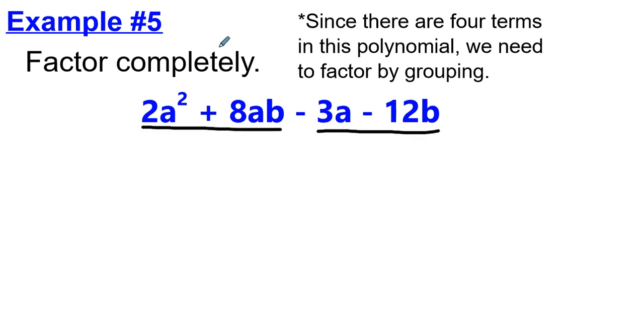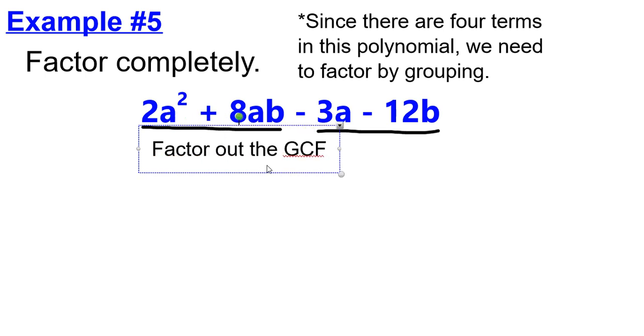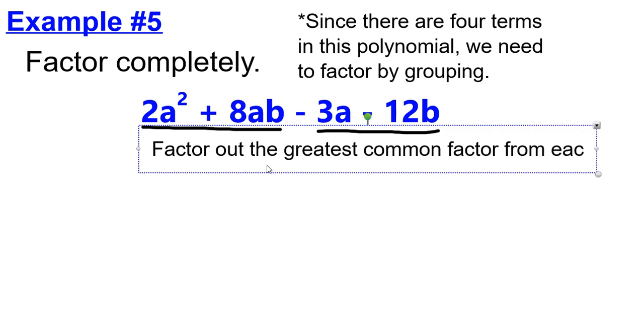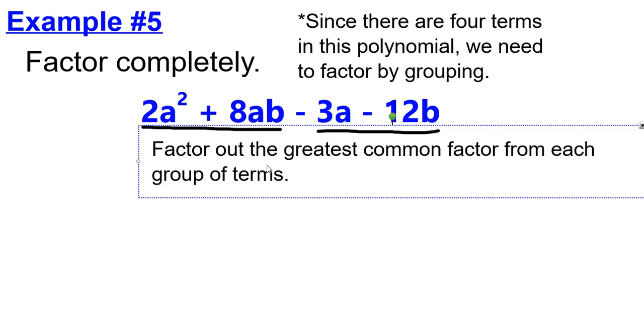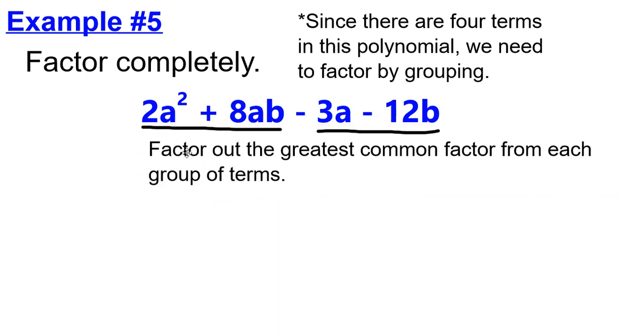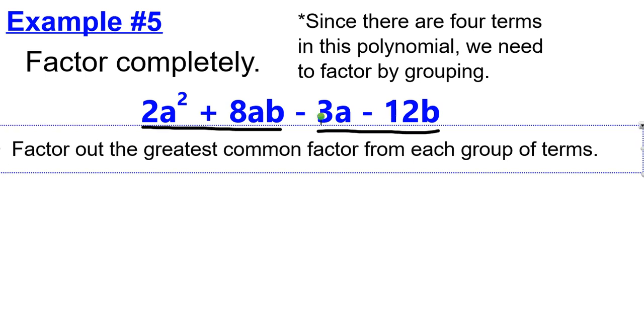So we're going to look at each one of these sets of terms and we're going to factor out the greatest common factor. So let me just again take a little note here for those people that are still receiving paper copies. So we need to factor out the greatest common factor. I should write that out. Greatest common factor from each group of terms. All right. Factor out the greatest common factor from each group of terms.